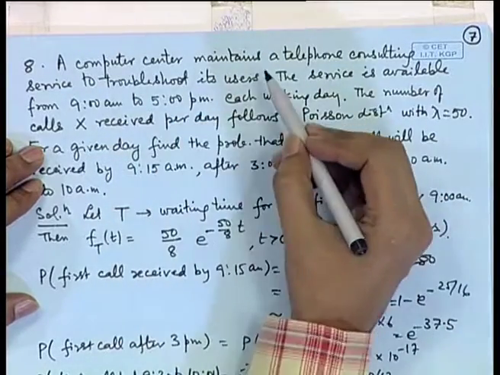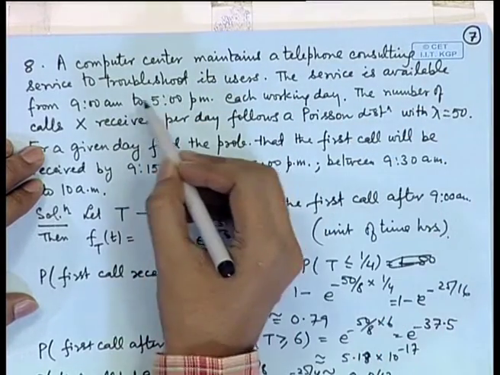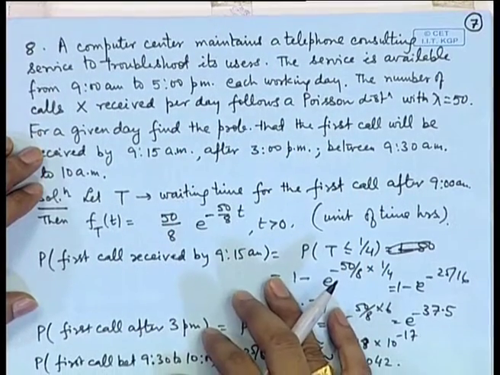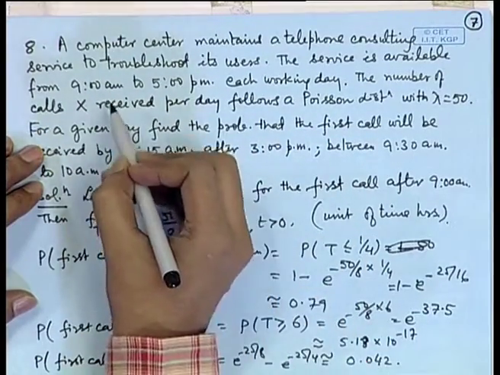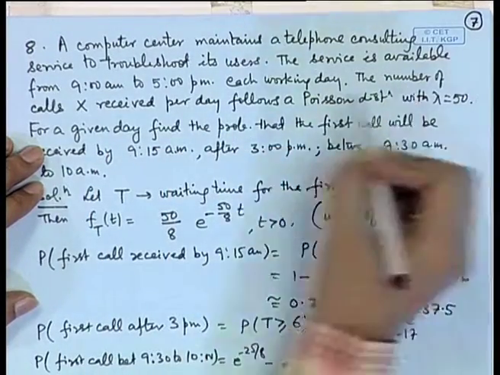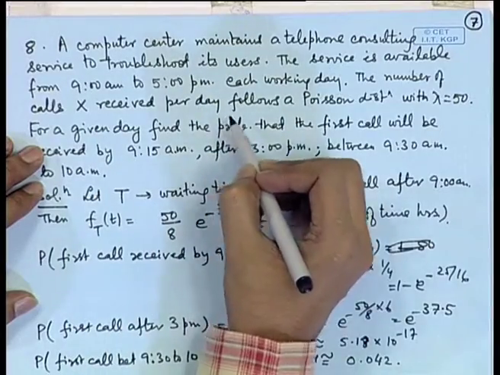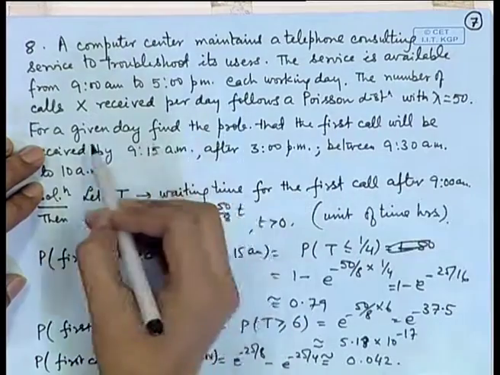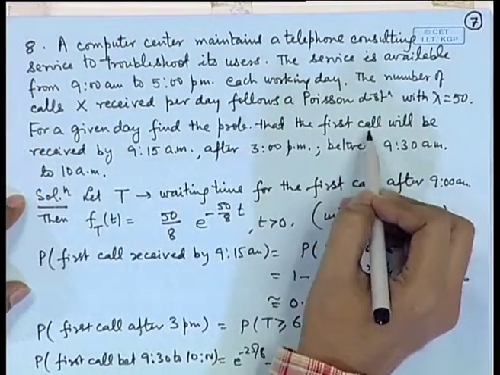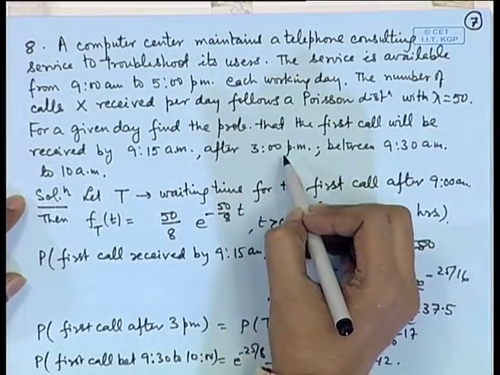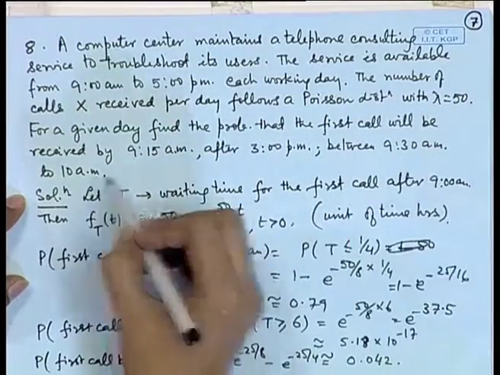A computer center maintains a telephone consulting service to troubleshoot its users. The service is available from 9 a.m. to 5 p.m. each working day. The number of calls x received per day follows a Poisson distribution with lambda equal to 50. For a given day, find the probability that the first call will be received by 9:15 a.m., after 3 p.m., and between 9:30 a.m. and 10 a.m.